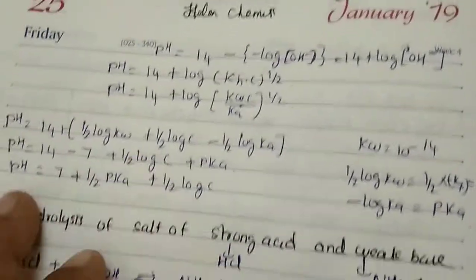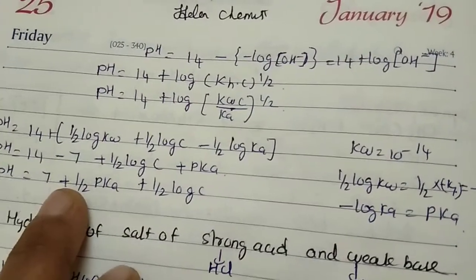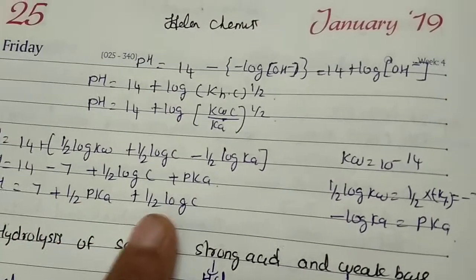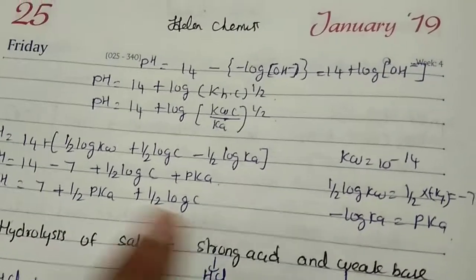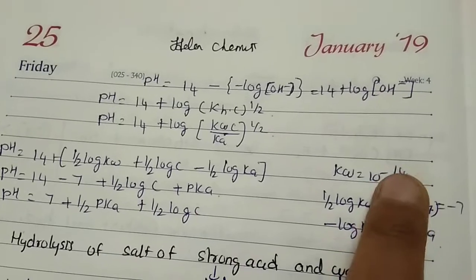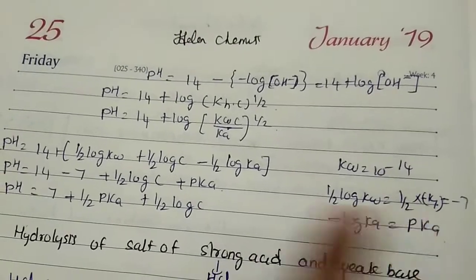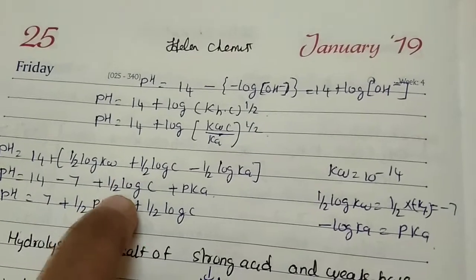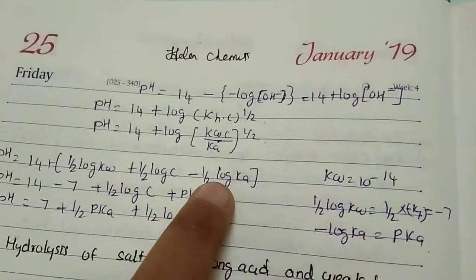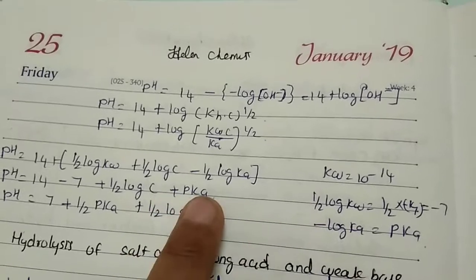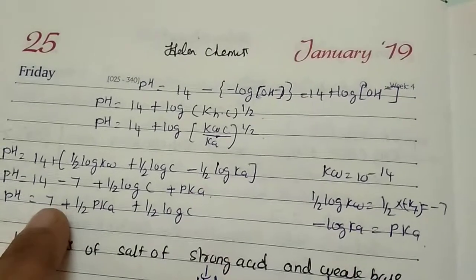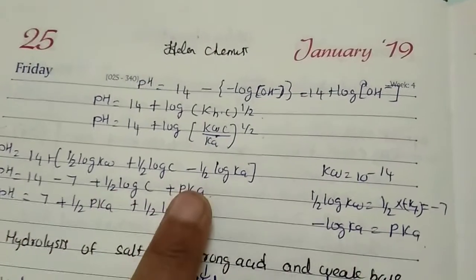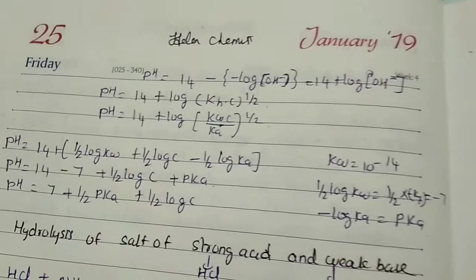On taking this, we are getting pH equal to 7 plus 1 by 2 pKa plus 1 by 2 log C. Here Kw is 10 power minus 14, so we are getting minus 7 value. So 14 minus 7, 1 by 2 log C, minus log Ka equals pKa. So the remaining balance is pH equal to 7 plus 1 by 2 pKa plus 1 by 2 log C.